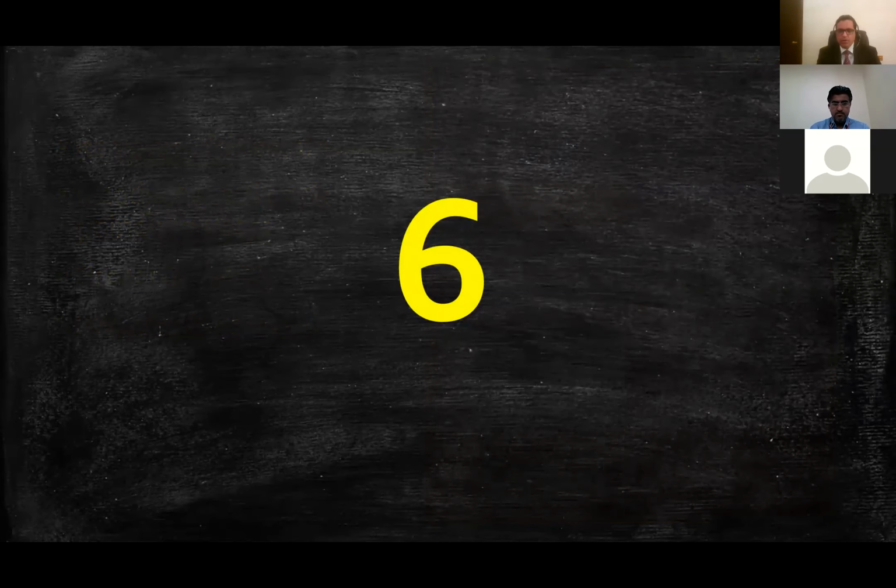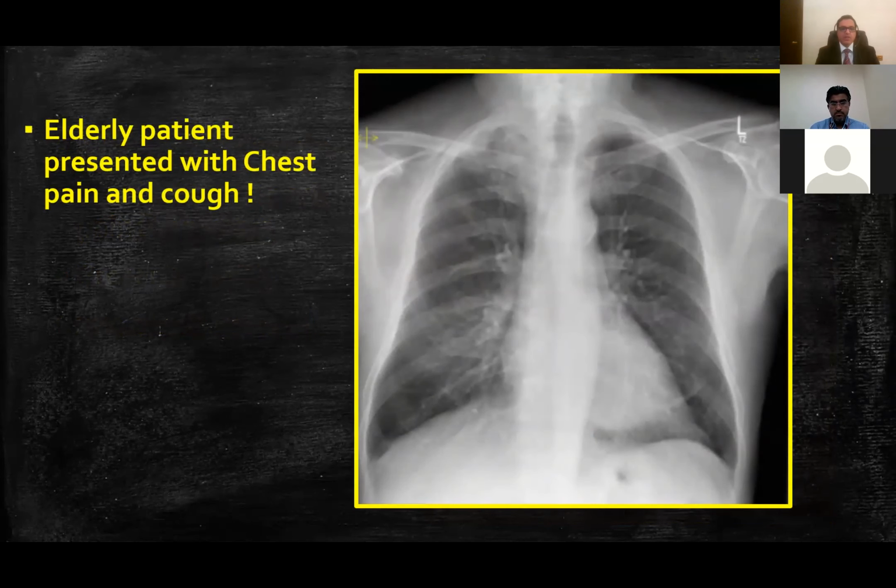Number six, look at this patient who came in with chest pain and cough. An elderly patient came into the emergency department. He had a chest X-ray, it was a very busy emergency department, and he was sent home with antibiotics. The radiologist called back to the emergency department and said, guys, please bring back the patient. We need to see him again. You know why? Because he has an upper apical mass that was missed. So the patient came back and went for a CT scan and admission.